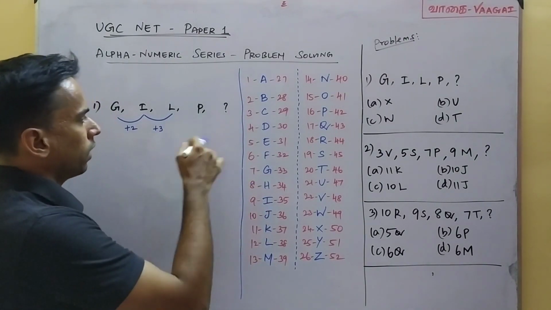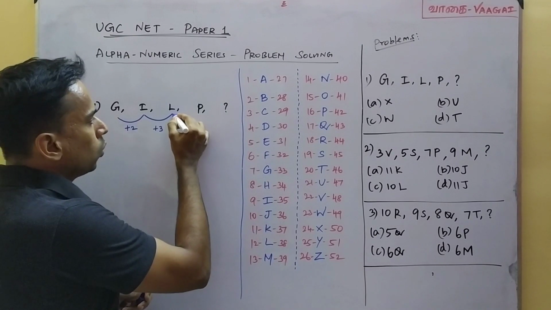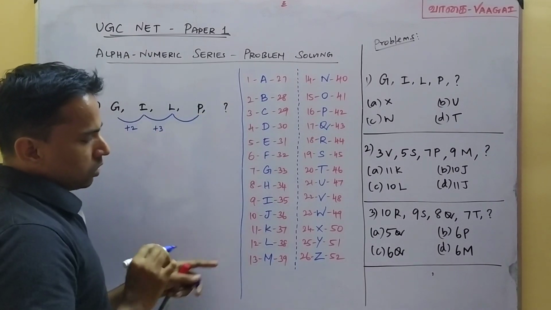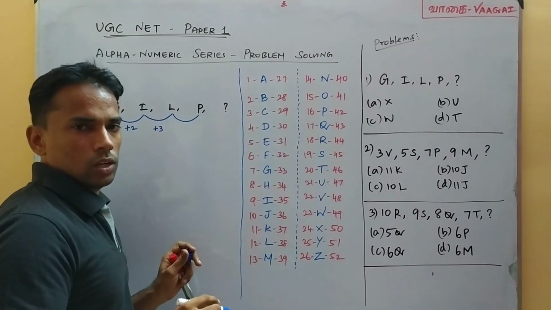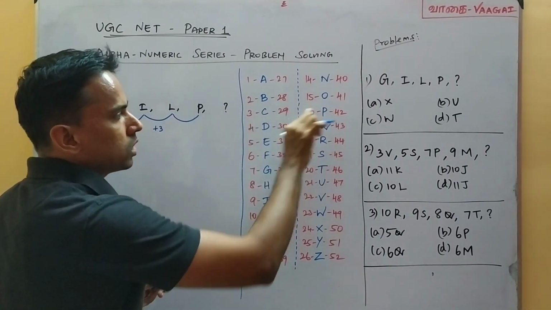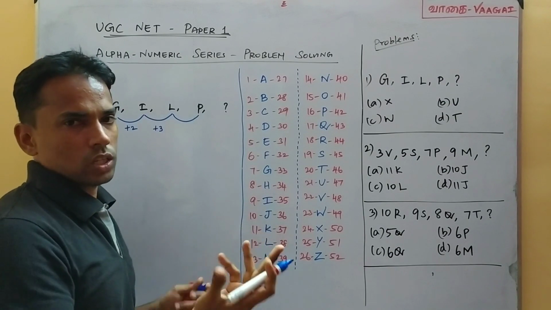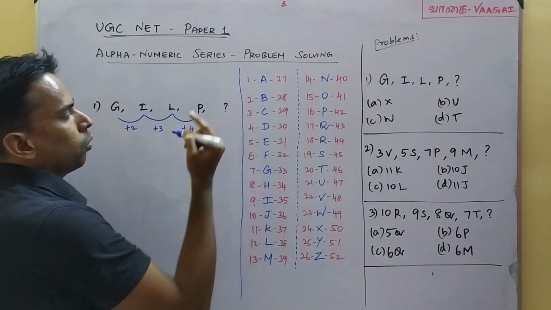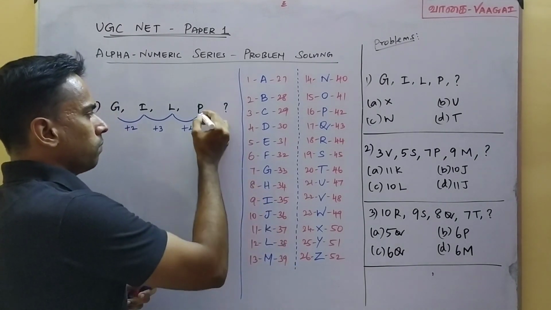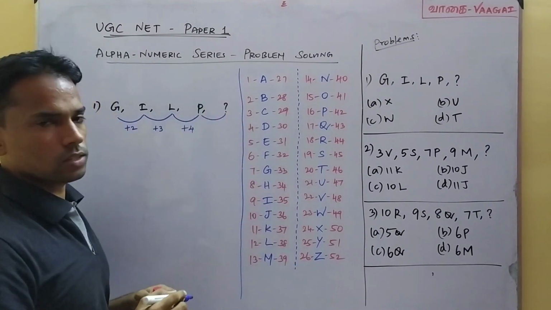Again let's continue. L to the next term, which is P. L is at 12 and P is at the 16th position. So 12 to 16 is 4 positions forward, so we can put plus 4. And the next is our question mark. Very easy.